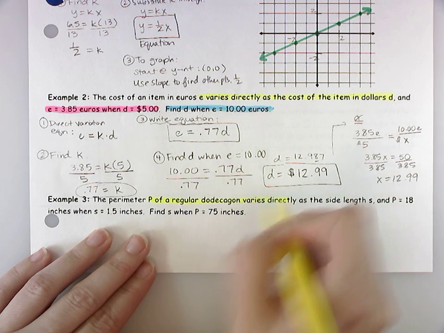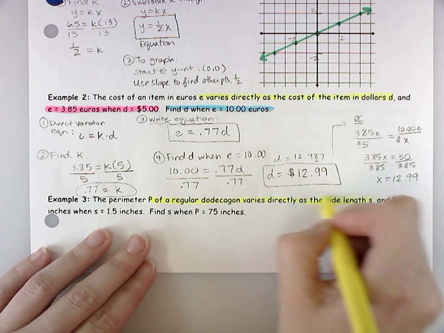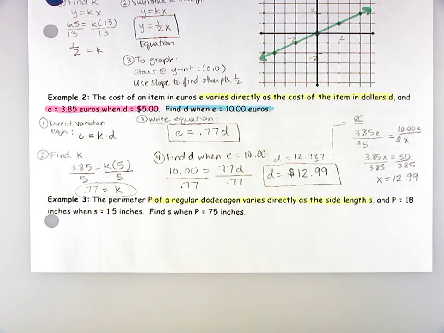Do you guys remember what regular means? No. Regular means there are no weird angles. Yeah. They're all equal? Yes, all the sides are equal and all the angles are equal.